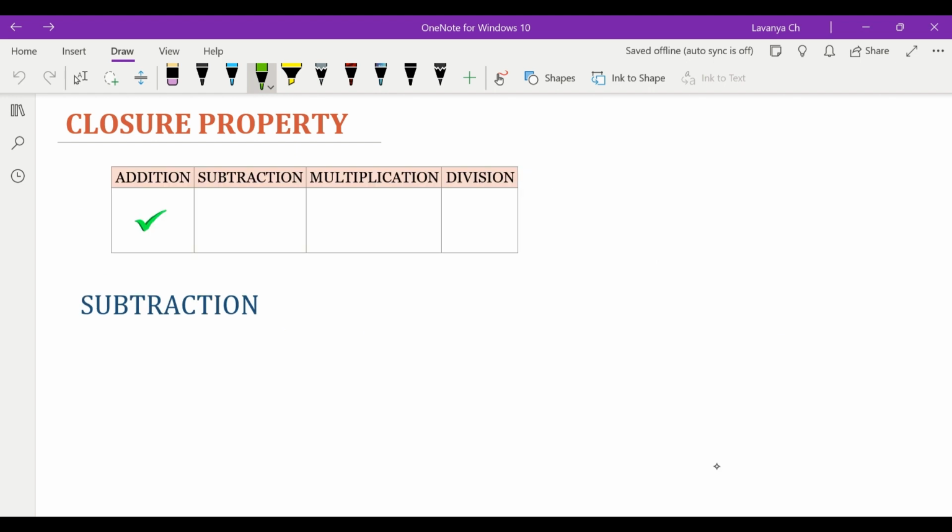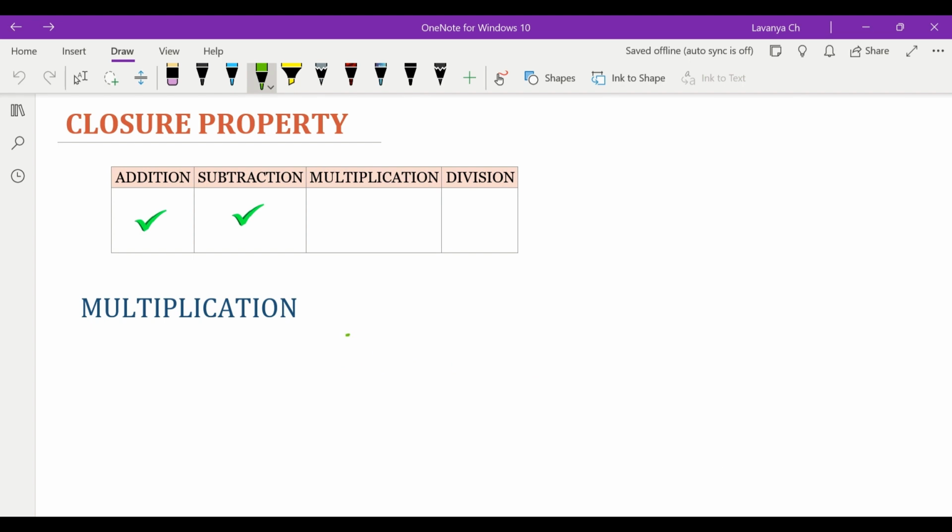Subtraction. Consider two different integers again. I am taking the same integers, negative 36 and 12. Here, this is a negative one and 12 is a positive integer. Now we are going to subtract these two integers. The difference here would be negative 48. So this negative 48 is also an integer. So doing subtraction on two integers again results in an integer as the difference. With this we can tell that the closure property holds for subtraction of integers.